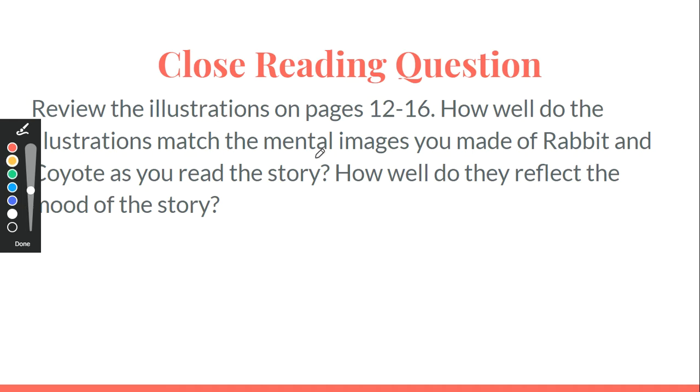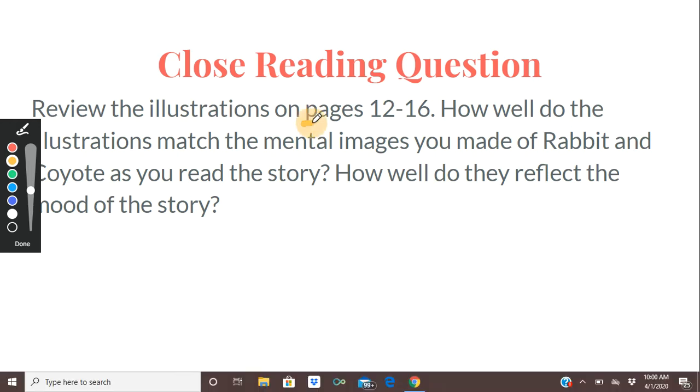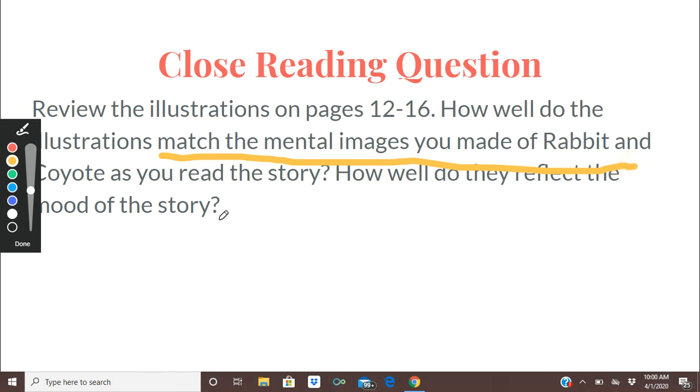All right, it says, review the illustrations on pages 12 through 16. You can see these are pages that we're going to have to look very carefully at. How well do the illustrations match the mental image that you made of Rabbit and Coyote? You have to excuse Mr. Obi, my marker's going all over the place here. We're talking about how do the illustrations match those mental images or those pictures we made?